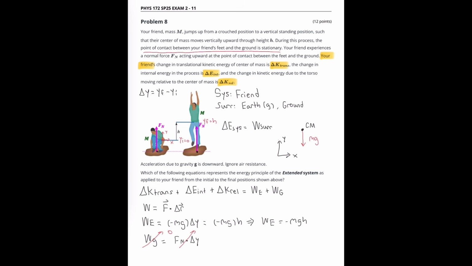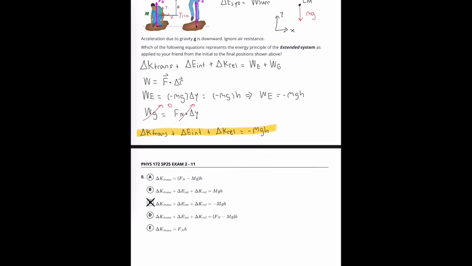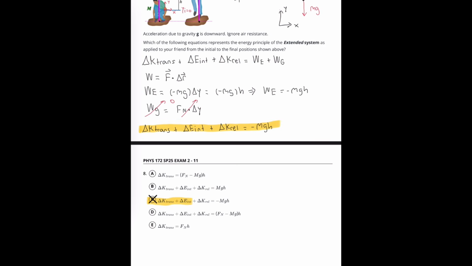So we can rewrite our equation to get delta K trans plus delta E int plus delta K relative is equal to minus mgh. And for some reason, they put the answer choices on the next page, but this will correspond to answer choice C.